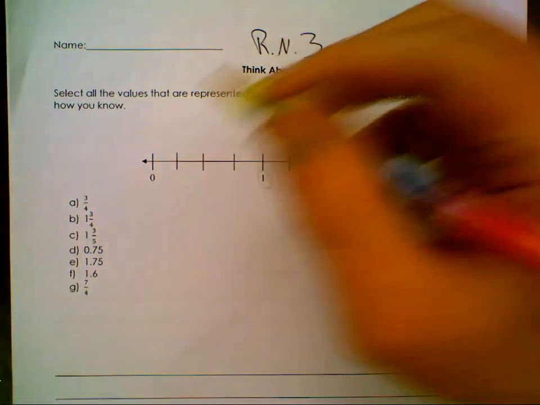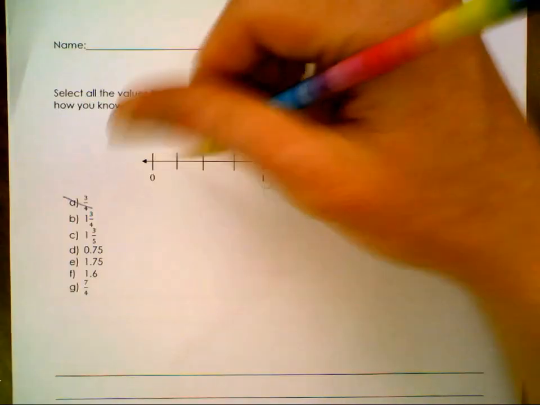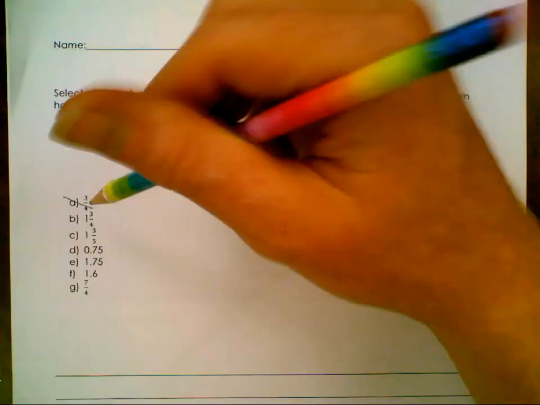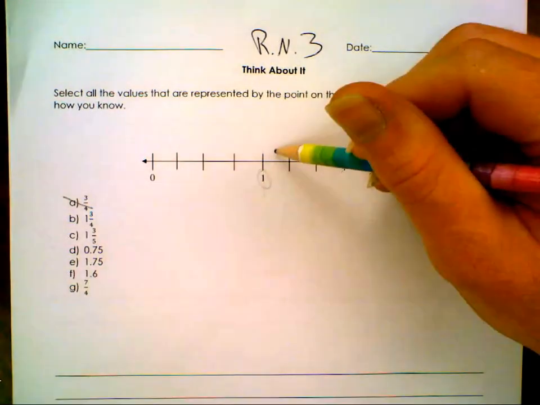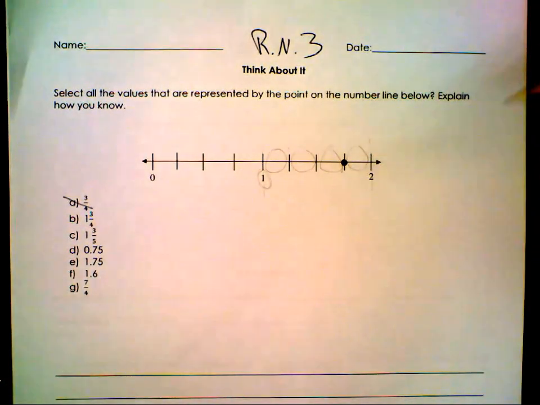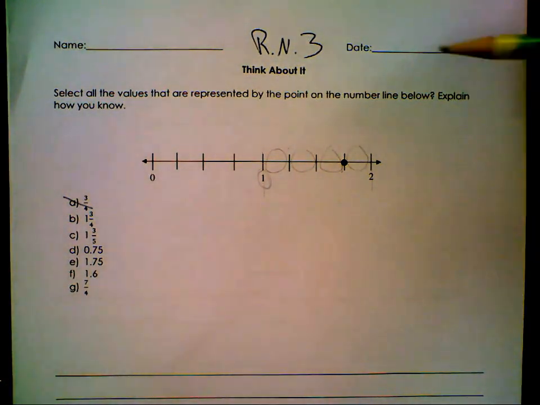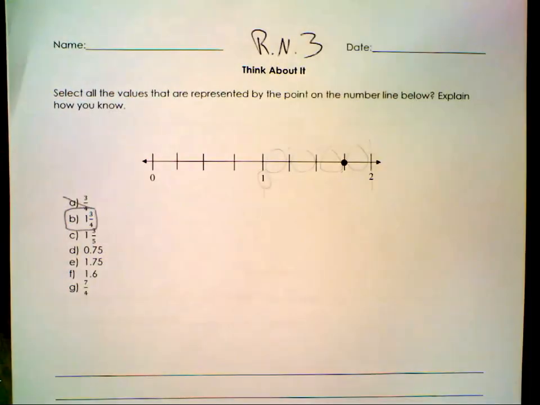So right now I know A is not an option because that is smaller than 1, so that doesn't fit. 1 3/4 could fit, and if I look at the pieces that I have, 1, 2, 3, 4, my whole number is divided into 4. And I have 1, 2, 3 of those. So this is one of the options that matches what I see here.